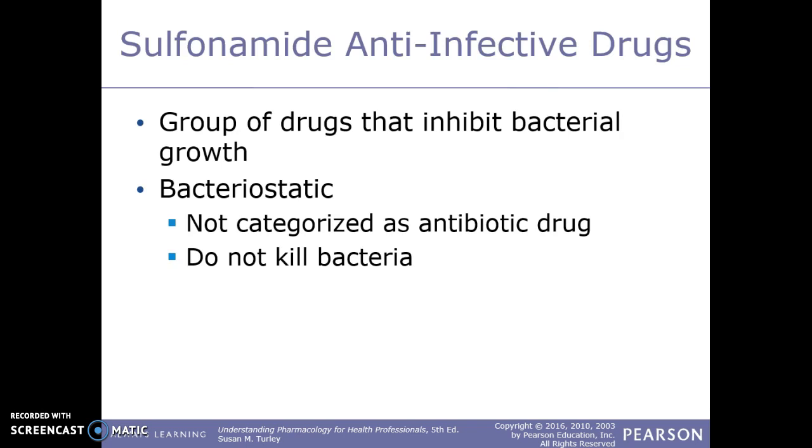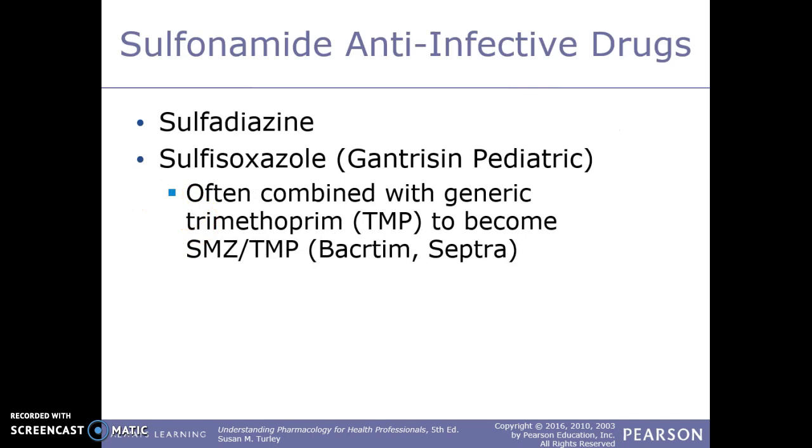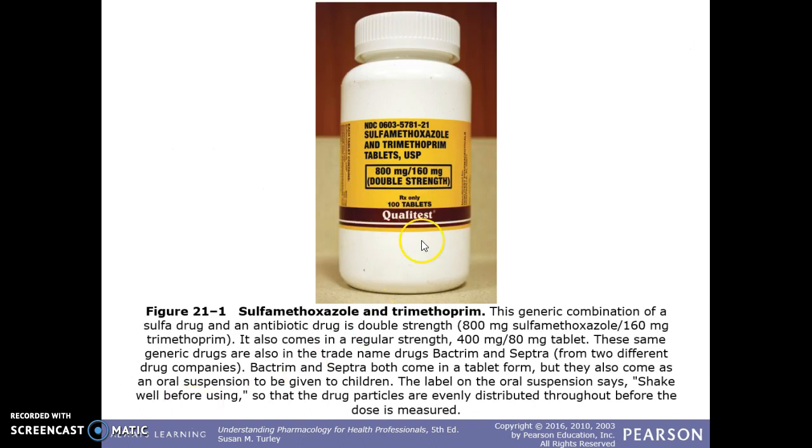So you're going to see these used for otitis media, ear infections, drugs like Bactrim and Septra. Those are the ones that typically fall into this category. So there's just an example. Those are combination drugs. Here's an example of what that label might look like. So what this is telling you is that it has 800 milligrams of sulfamethoxazole and 160 milligrams of trimethoprim. So that's a combination sulfa drug that is combined with an antibiotic that's used for, in this case, an ear infection.